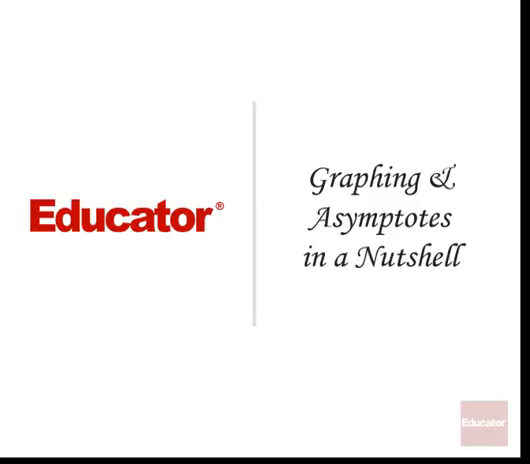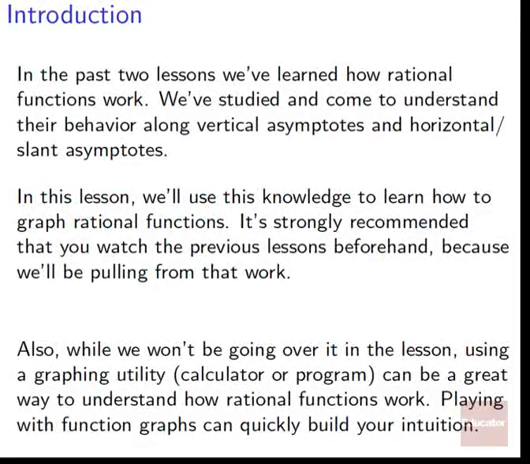Today we're going to talk about graphing and asymptotes in a nutshell. In the past two lessons, we've learned how rational functions work. We've studied and come to understand their behavior along both vertical asymptotes and horizontal/slant asymptotes. In this lesson, we'll use this knowledge to learn how to graph rational functions. It's strongly recommended that you watch the previous lessons beforehand because we'll be pulling from that work.